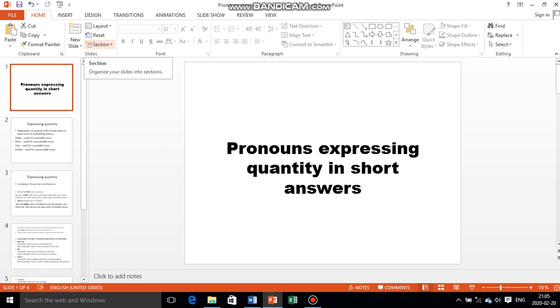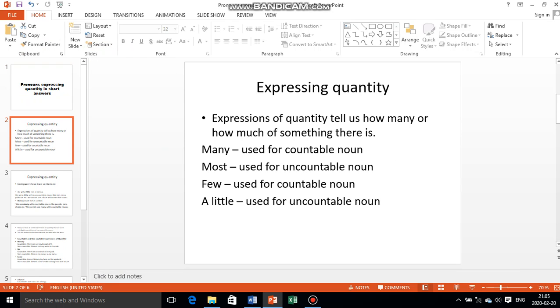It's about pronouns expressing quantity in short answers. Okay, let's start. Expressing quantity. Expressions of quantity tell us how many or how much of something there is. Okay, these are the things that we need to remember: many, most, few, a little. These are words that express quantity in answers, but you need to know how to use them properly.